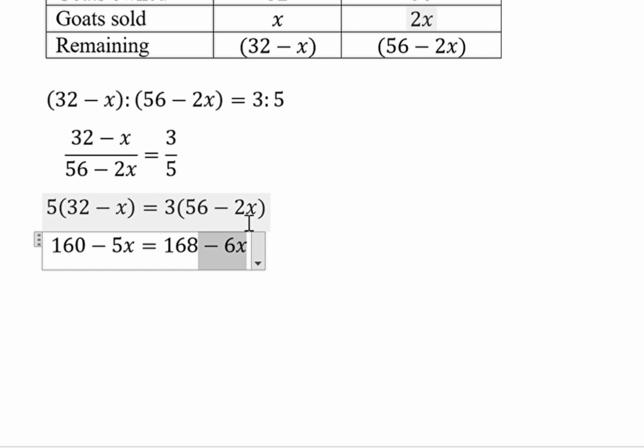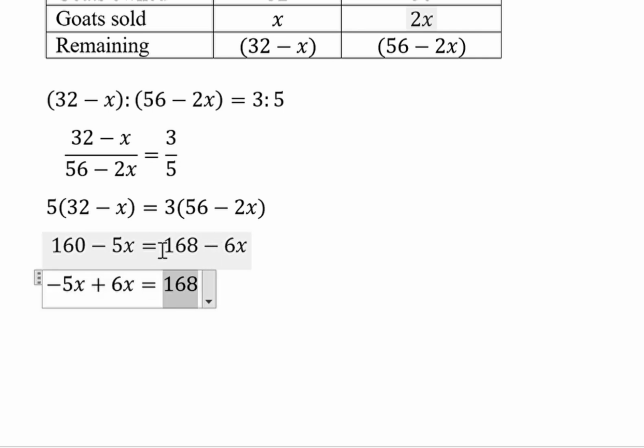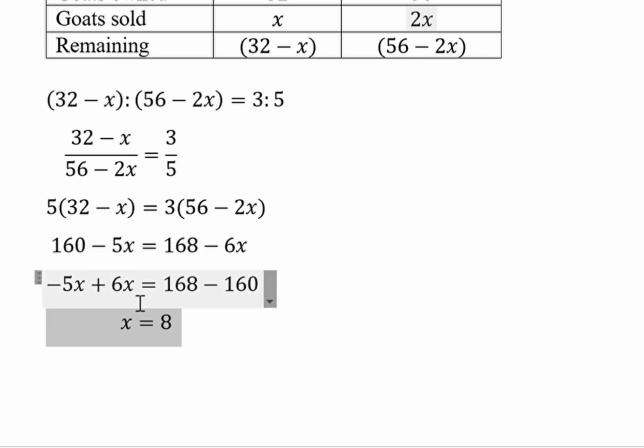Then we collect like terms together. We take this 160 across the equal sign, and we also bring this minus 6X across the equal sign. So if we take this 160 across, what remains here is negative 5X. Then if you take minus 6X across the equal sign, it changes to plus 6X, is equal to 168. And when we take 160 across the equal sign, we change it to minus 160. Simplifying that, X is equal to 8.